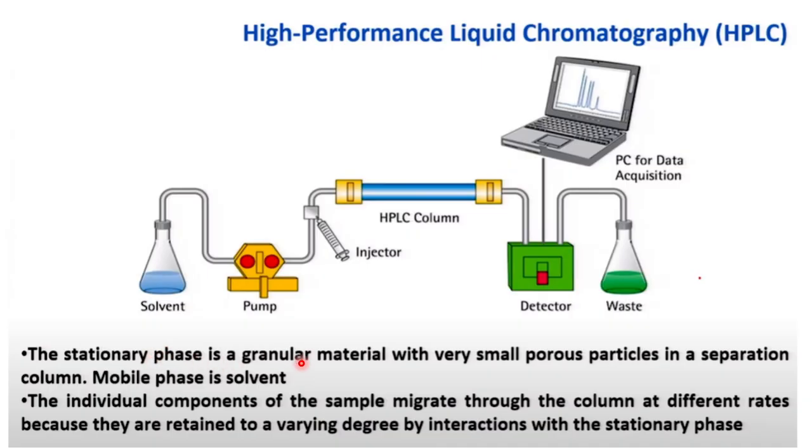So the stationary phase is a granular material with very small porous particles. Inside this column, the stationary phase is a granular material in the solid state, and the mobile phase is the solvent. The individual components of the sample migrate through the column at different rates because they are retained to a varying degree by interaction with the stationary phase.